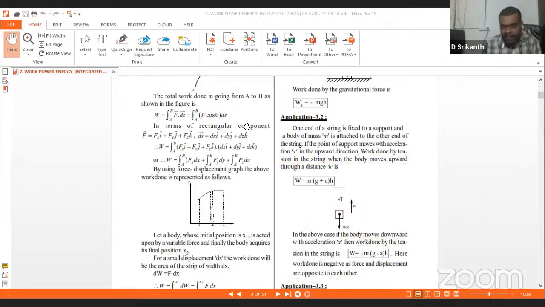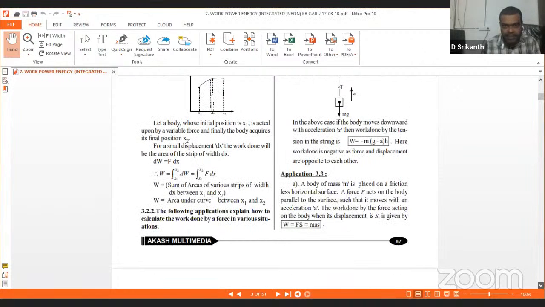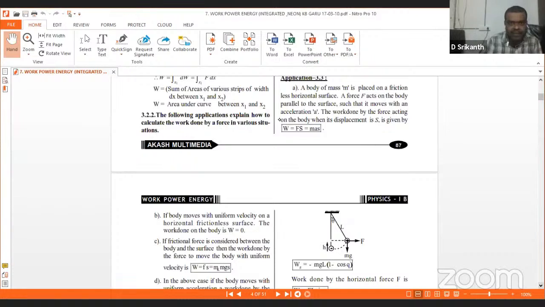Next application: a body of mass m is placed on a frictionless horizontal surface, that is, a smooth surface. A force F acts on the body parallel to the surface such that it moves with an acceleration a. Find the work done by the force acting on the body when the displacement is s. Here we have a horizontal surface and it is frictionless.